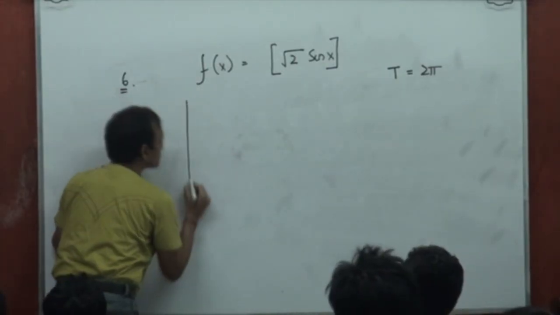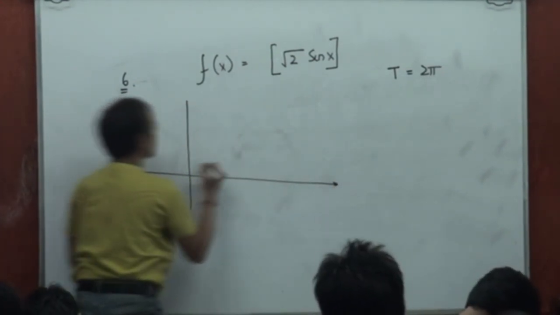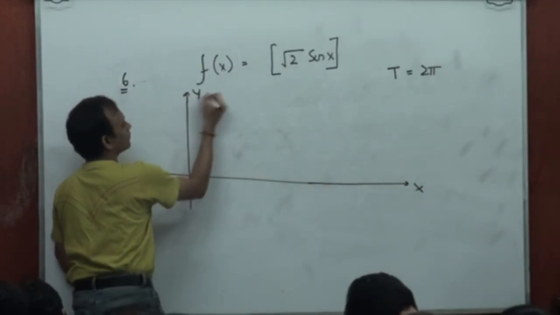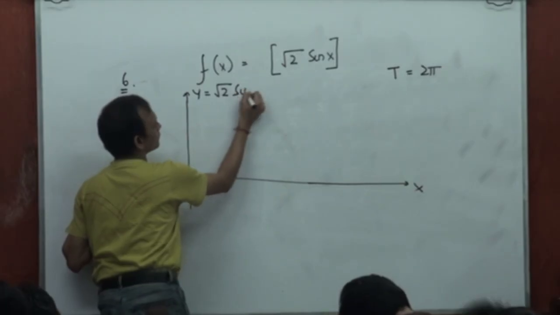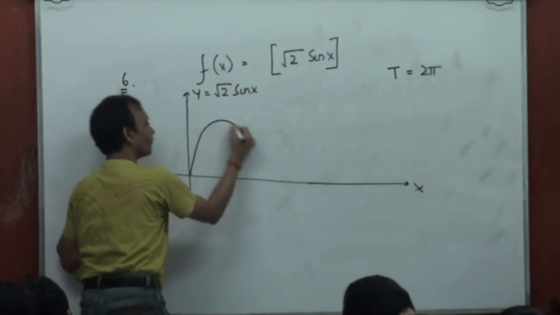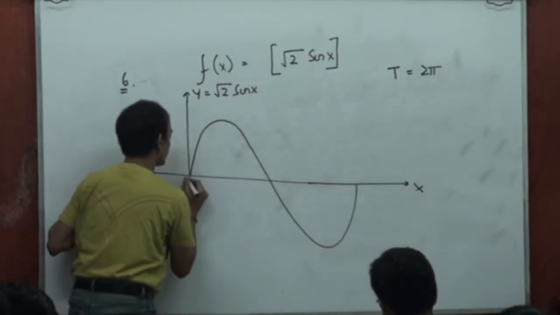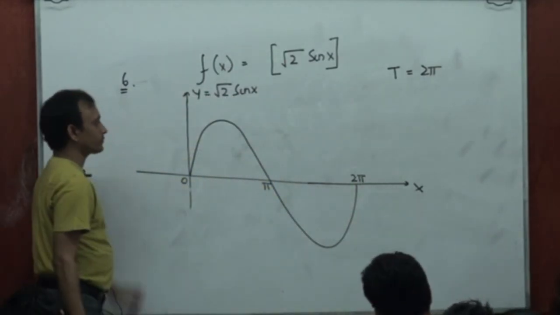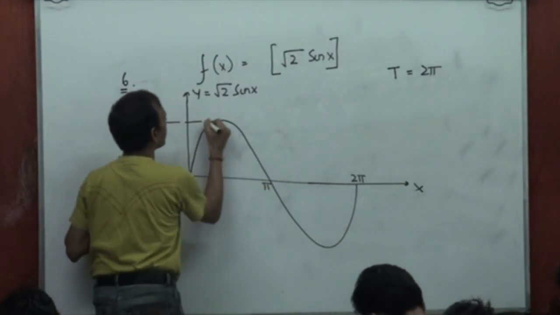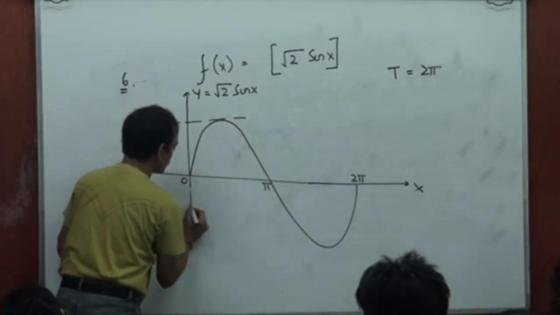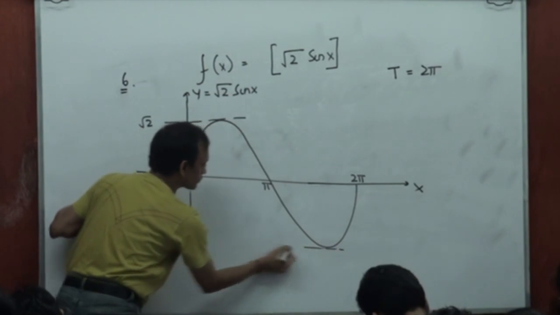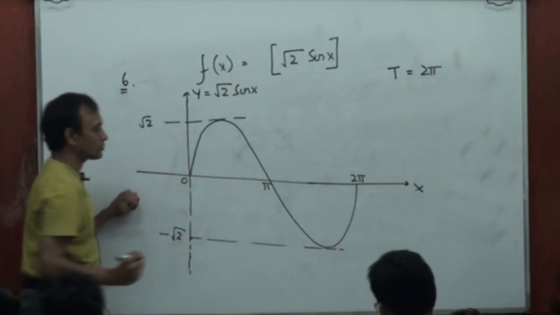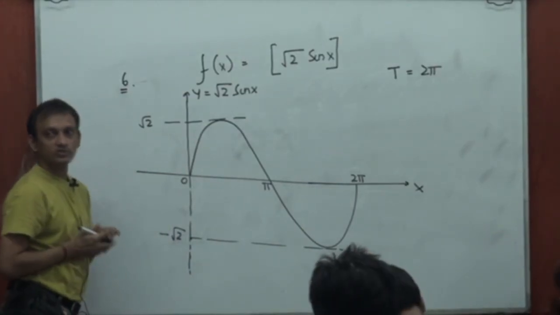Now, root 2 sin x, from 0 to pi, where this is root 2, this is minus root 2. Is that okay?